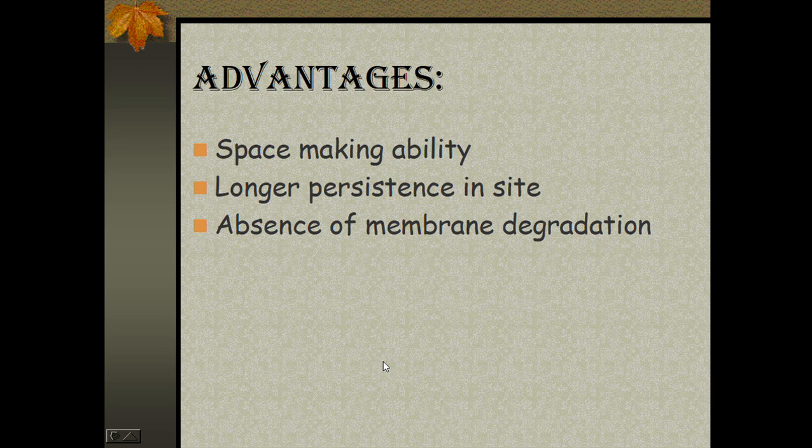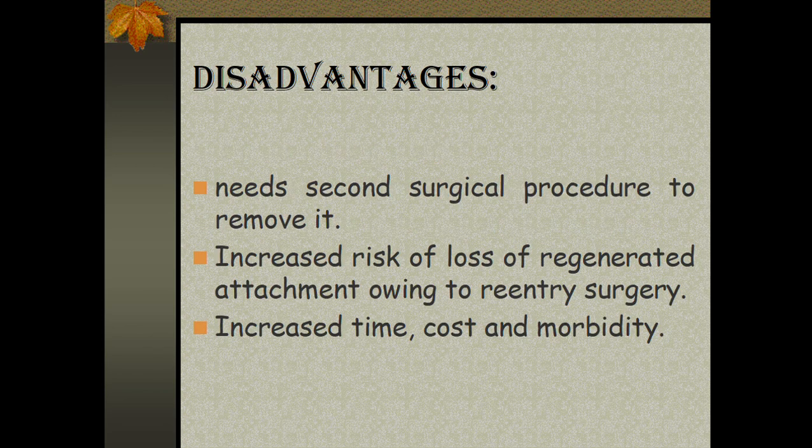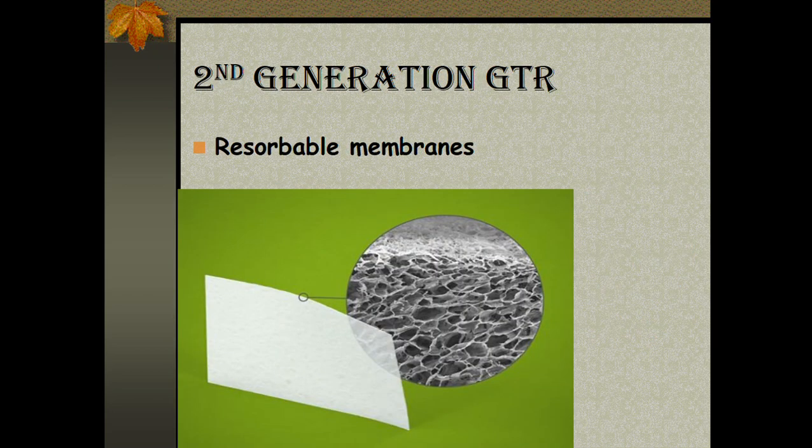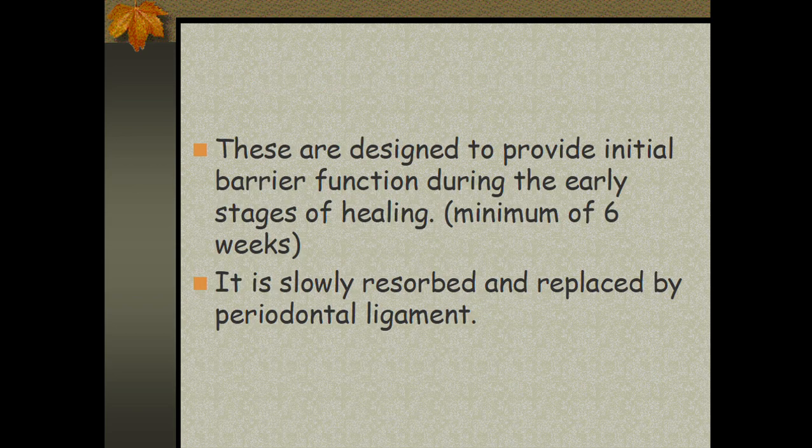Now, the various advantages of non-resorbable membrane are: space-making ability, longer persistence at the site, and absence of membrane degradation. Disadvantages: it needs a second surgical procedure to remove it, increased risk of loss of regenerated attachment owing to re-entry surgery, and increased time, cost and morbidity for the patient. Second generation are resorbable membranes. They are designed to provide initial barrier function during the early stage of healing, that is, a minimum of 6 weeks. It is slowly resorbed over a period of time and is replaced by periodontal ligament.